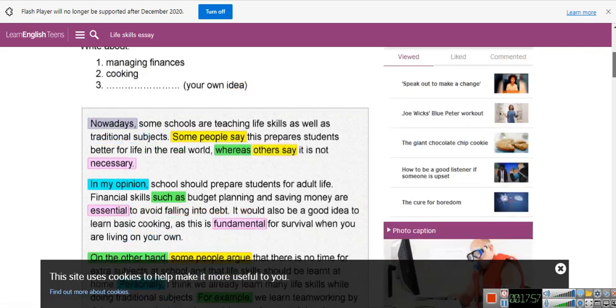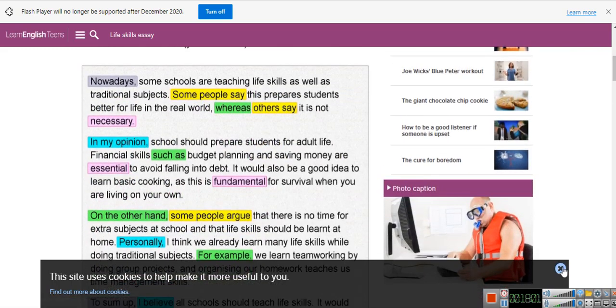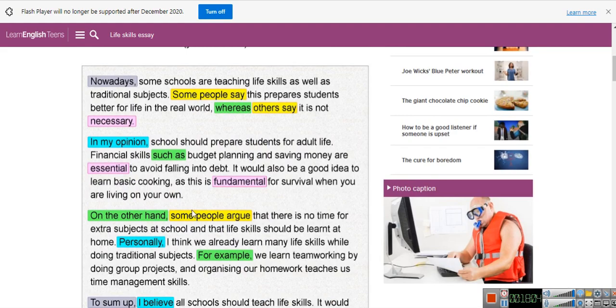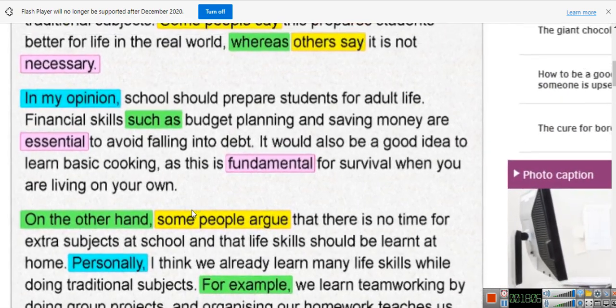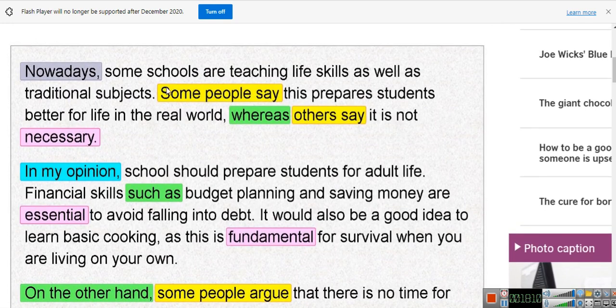Okay, I have my website loading, and I got it. I'm going to zoom in a little bit so you guys can see. Alright, so this is the reading that we have to inspire us on writing about life skills.